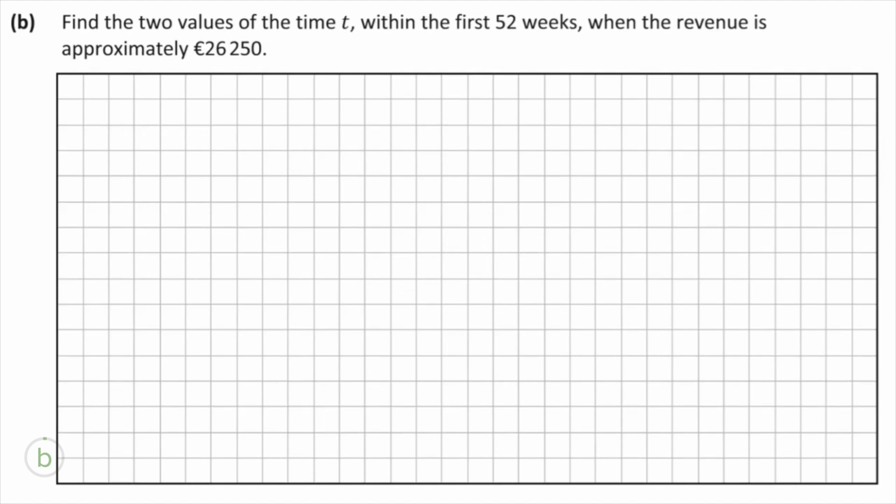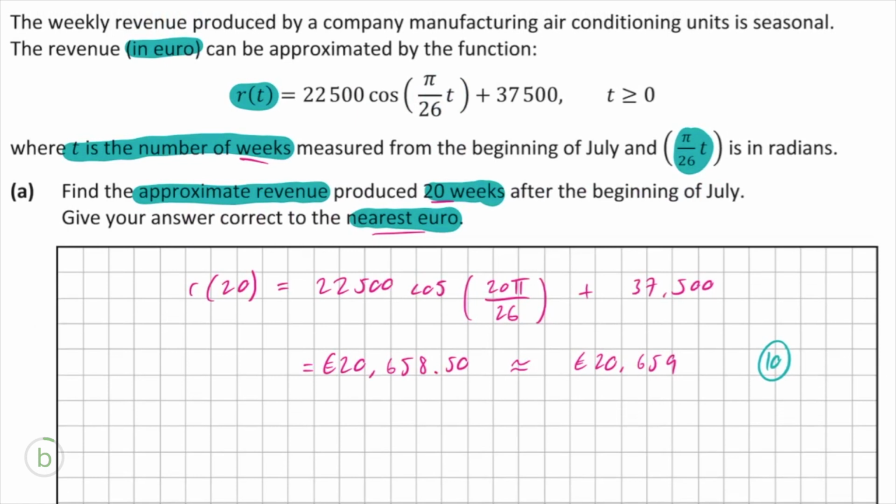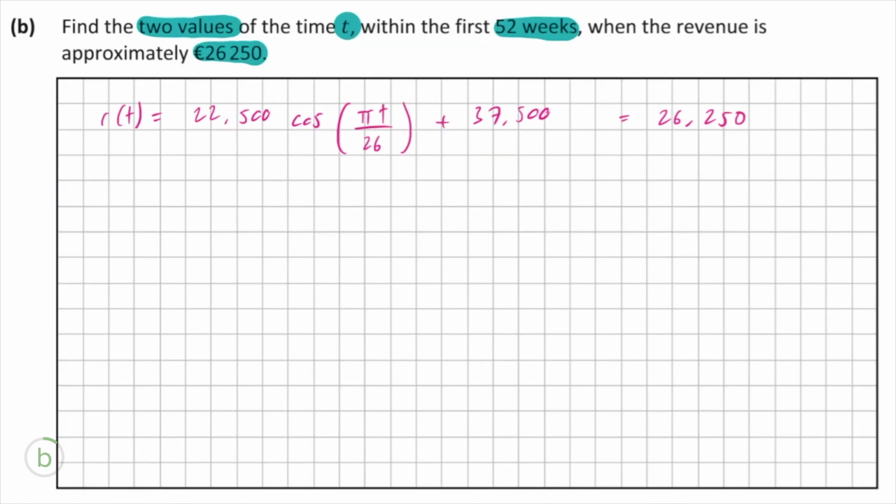For part B, we've got to find two values, so very important, of the time T within the first 52 weeks when the revenue is approximately 26,250. First of all, we're just going to rewrite R(T) and then let this equal the amount that we want it to be. So that's this equation here with 26,250 on the right hand side. Basically what we're going to do now is try and get T on its own, which will give us a value for the time, which is what we're looking for. And to also make sure that we do two values, but we'll get to that.